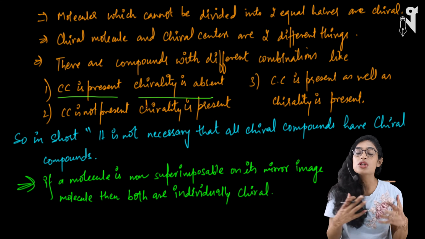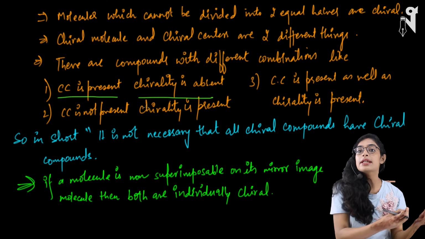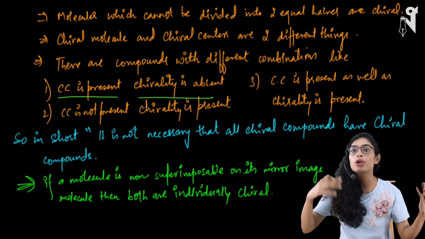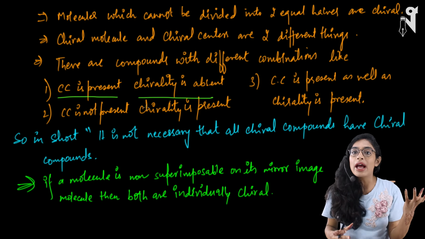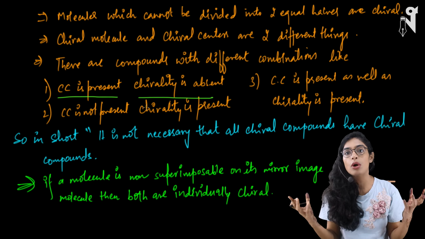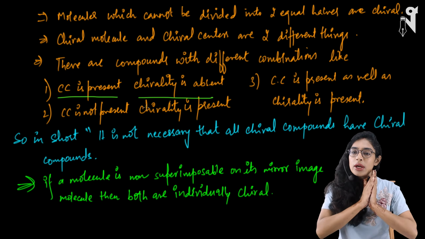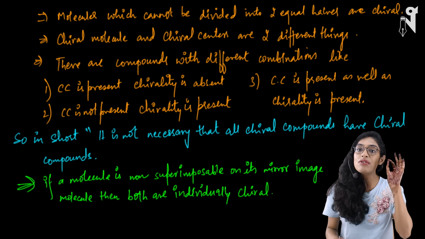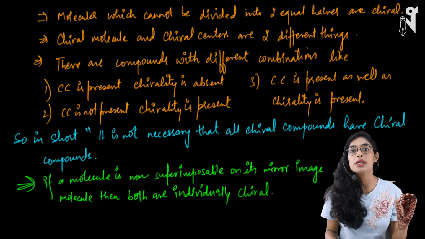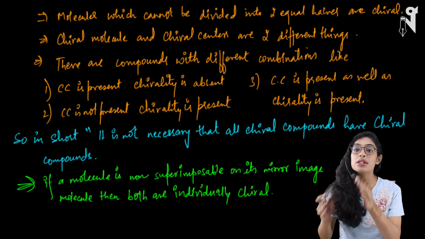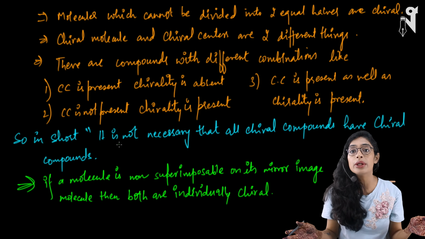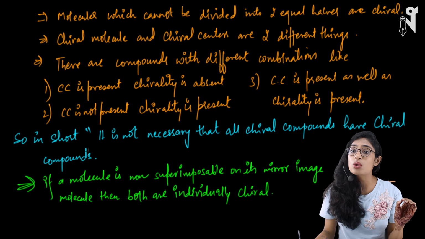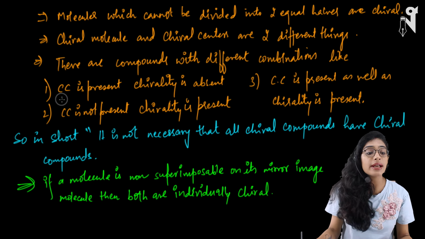So we have seen different combinations. As I mentioned, chiral centers and chirality have no relation. It doesn't mean that if you have a chiral center, the molecule will have chirality, or if you don't have a chiral center, you won't have chirality in the molecule. That is not the case. We have all types of combinations. So we have different cases where the molecule has a chiral center present in it, but chirality is absent. That means the molecule still can be divided into two equal halves, even though there is one chiral center. We have such cases also where we have no chiral center present.